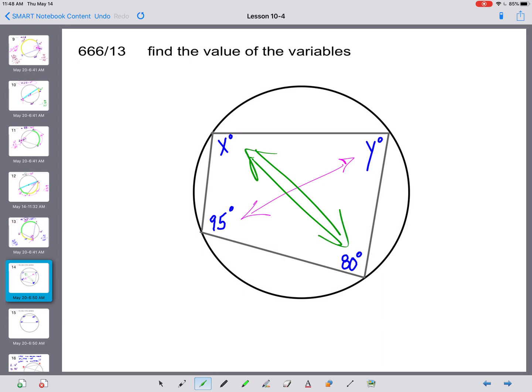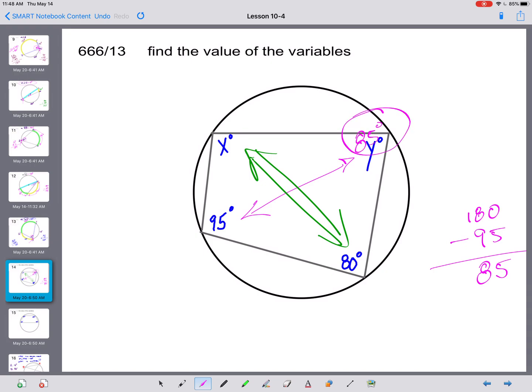Well, let's do the Y first here. Okay, here we go. 180 minus the 95. Okay, let's see what we got. That's going to be what, 85? 85, there it is. 85 degrees.